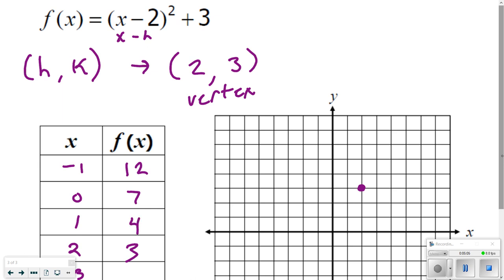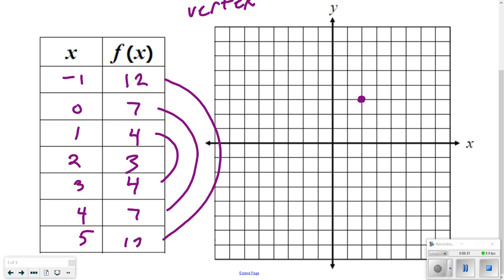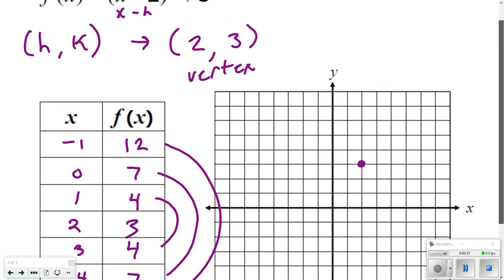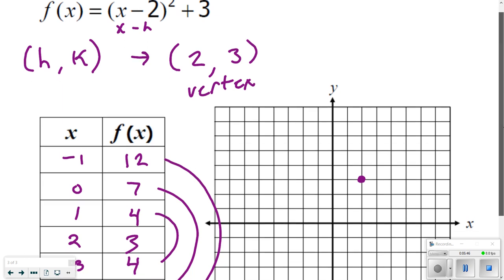Now here's a nice trick. Because the vertex is on the axis of symmetry, and our graph is symmetrical over the axis of symmetry, I can flip these y values because of symmetry. So if I plug in 3, I should get 4. Sorry, I'm looking at the wrong number. If I plug in 4, I should get 7. If I plug in 5, I should get 12. Now let's just test one to make sure we're not doing anything crazy here. I said if we plug in 3, we should get 4. So if I plug in 3 for x, 3 minus 2 is 1, squared is 1, plus 3 is 4. So it works. And you can check the rest of those if you would like.